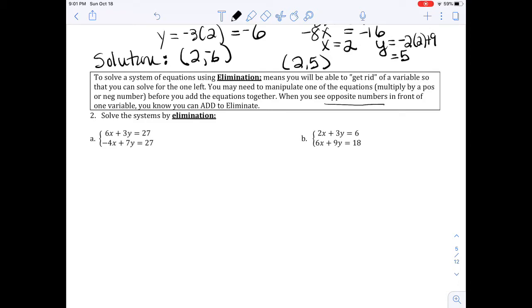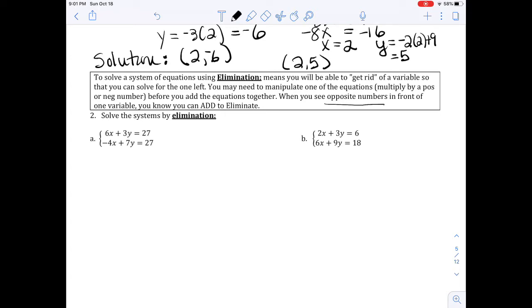So if you look at A, we have a 6, a 3, a -4, and a 7. So none of them are opposite numbers, all right? And so we can't just instantly add the two equations together because neither variable will drop out. And so what we're going to have to do is manipulate the equations so that we do have opposite numbers in front of one of the variables.